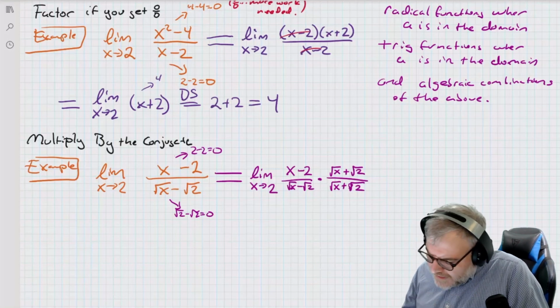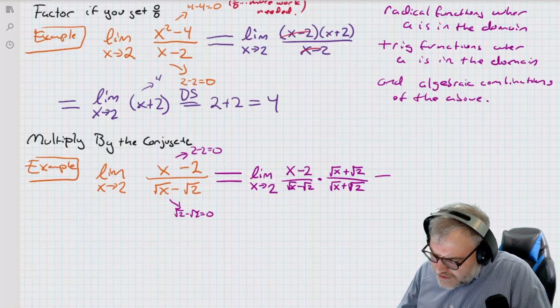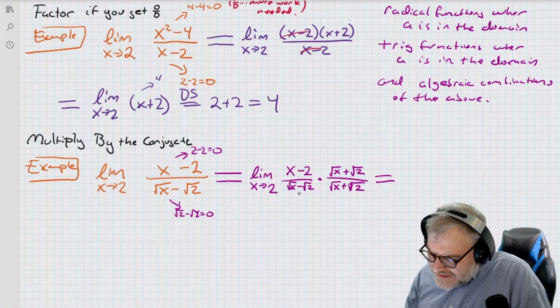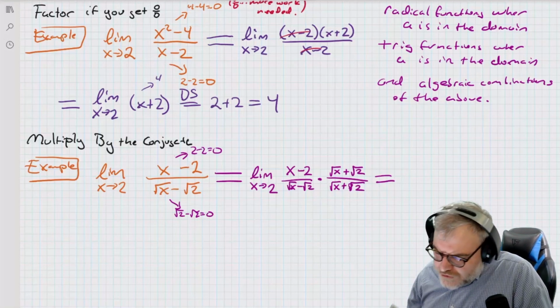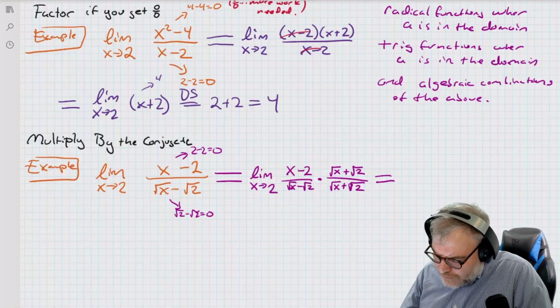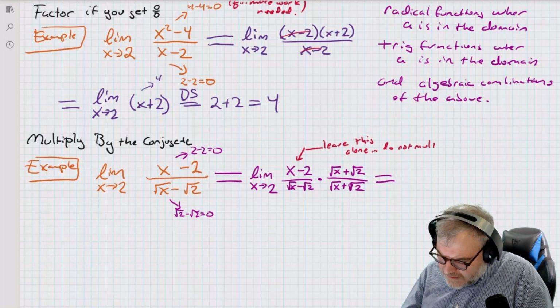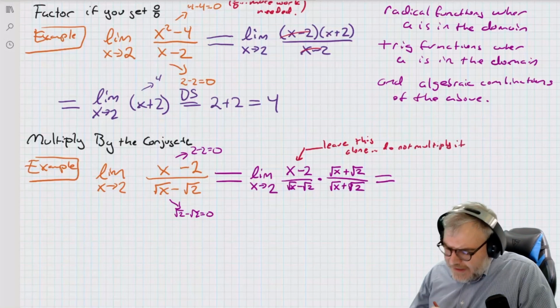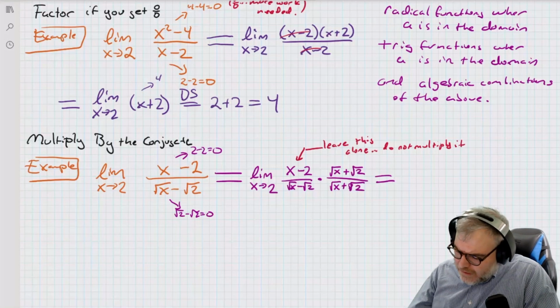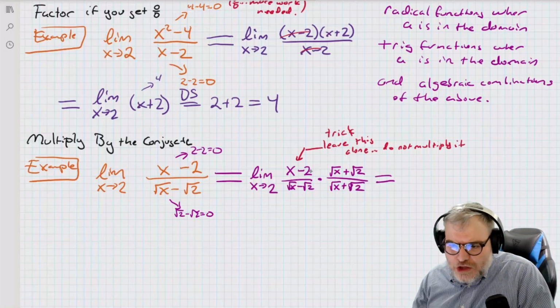Okay. Now, if I do that, here's the trick. The part that doesn't have the square root, leave this alone. Do not multiply it. Okay? That's the trick. Big tip. You need to leave this alone.